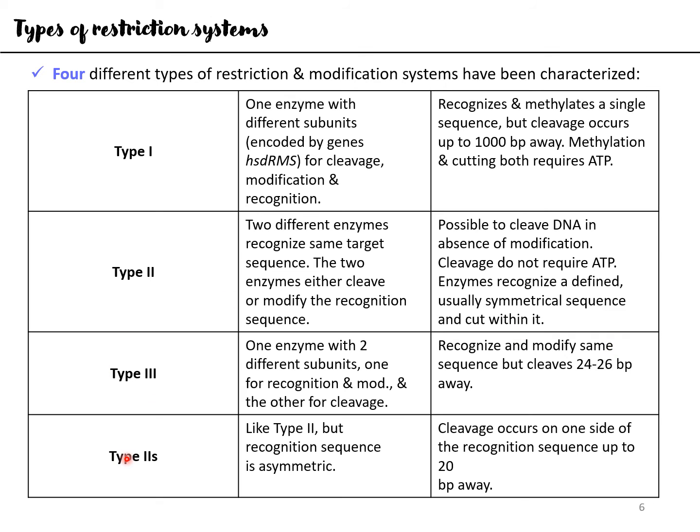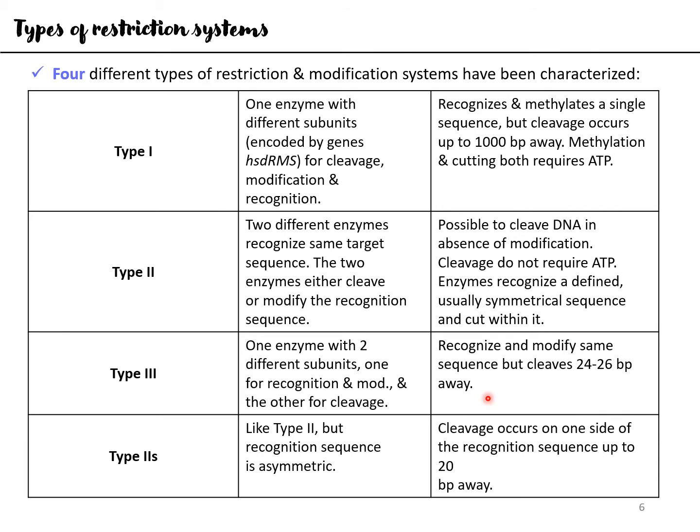Next, we have the type 3 restriction system. So this comprises one enzyme with two different subunits. Just like the type 1 system, the type 3 system also has only one enzyme with two different subunits. One is for recognition and modification, and the other one is for cleavage. It will recognize and modify the same sequence, but cleaves 24 to 26 base pairs away.